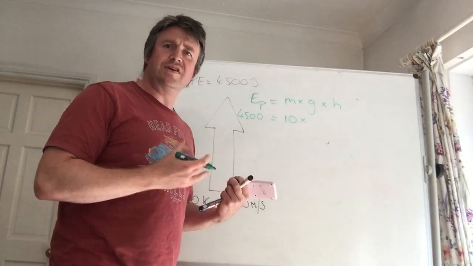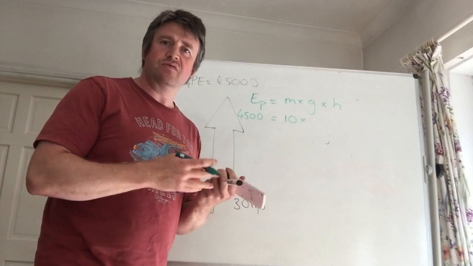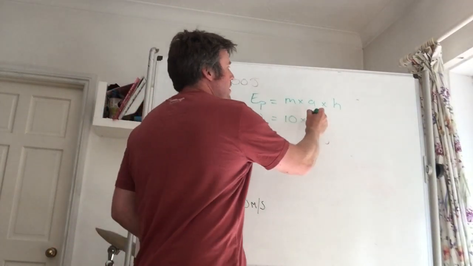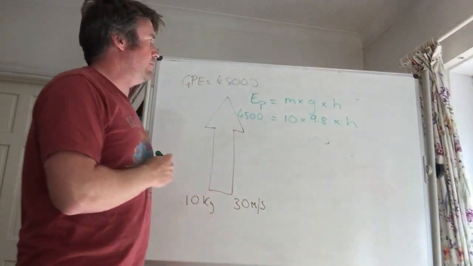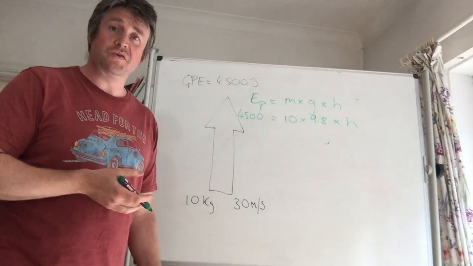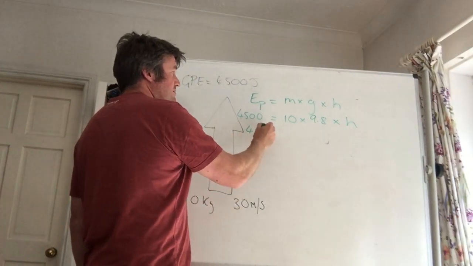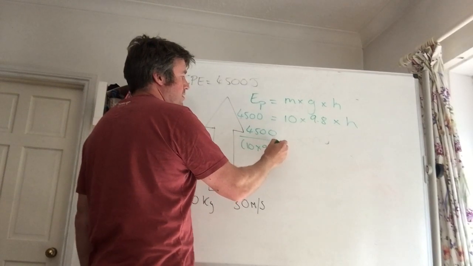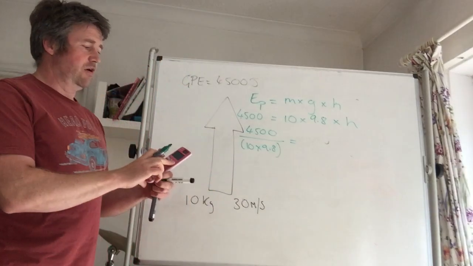You might look at old exam papers, old exam questions, and they'll use 10. With the new syllabus, when that came out, they changed to the more accurate figure of 9.8. So 9.8 newtons per kilogram times the height we're trying to work out. This time it's a lot simpler because we've got no squared, we haven't got any square root. So it's just times on this side, it becomes divide. So 4,500 divided by 10 times 9.8. Put that in brackets. And this will give me my height in metres.